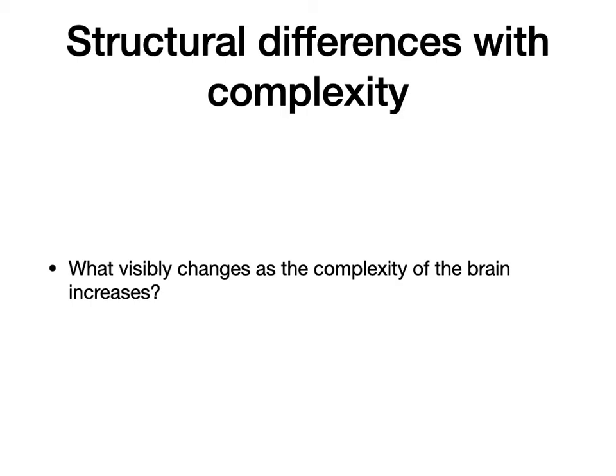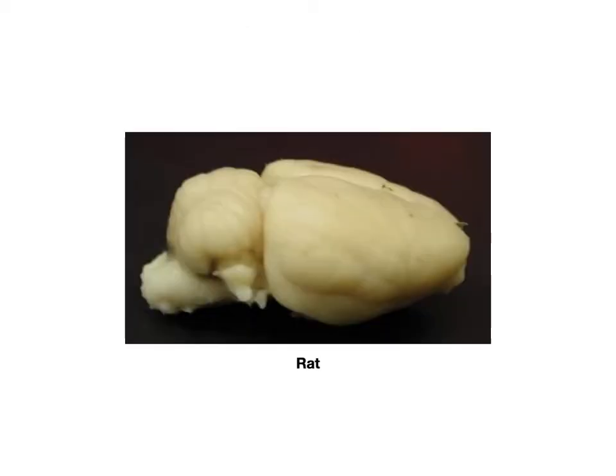So the question here is, what will actually visibly change when the brain has more neurons in it than the others? Let's look at a few different brains and get an opinion on that. Here's a rat brain. You can kind of tell it's a brain, right? It's in the shape of a rat's skull, at least, so that's nice. Rat brains are kind of smooth, you might notice. You typically think of brains as these wrinkly things.